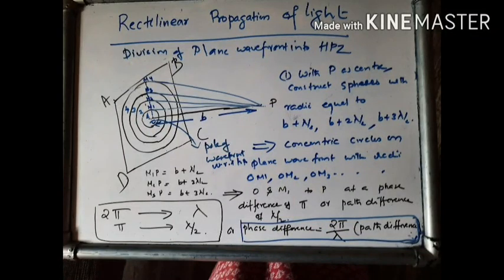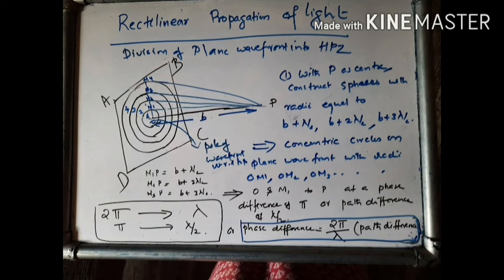Let's see how Fresnel explained rectilinear propagation of light, or approximate rectilinear propagation of light. For that, he constructed half period zones of very small area. Let us consider a plane wavefront ABCD and a point on the screen, let it be P, as shown in the figure.